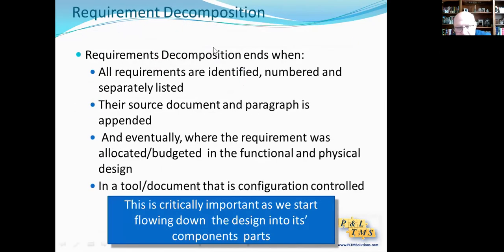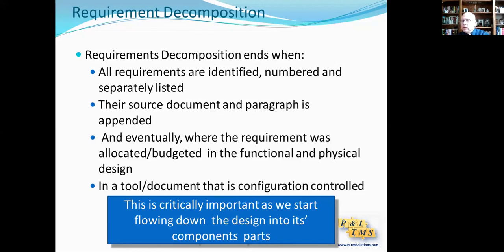Now, where does the requirement decomposition end, right? It ends when all the requirements are identified, numbered, and separately listed. Their source document and paragraph is appended. And eventually, where the requirement was allocated and budgeted in the functional and physical design. Now, this is critically important, right? Especially, and by the way, not just in my world, which was a highly documented military electronics type of world, but if you are designing anything, even in a commercial world, the reason you do this is you always want to come back and say, so why am I doing this? And if I change, what else changes? Because everything is tightly integrated, right?